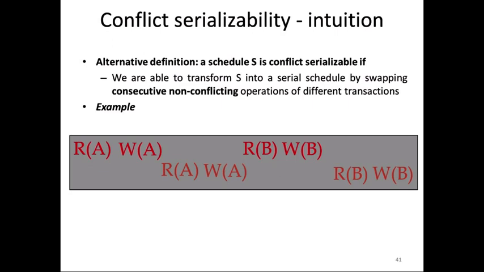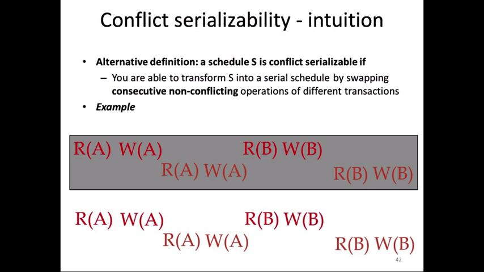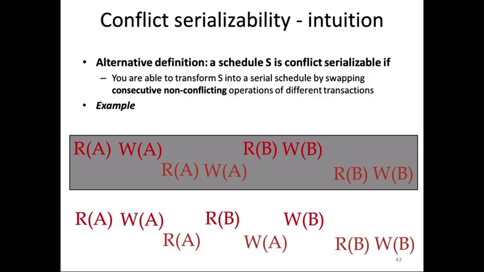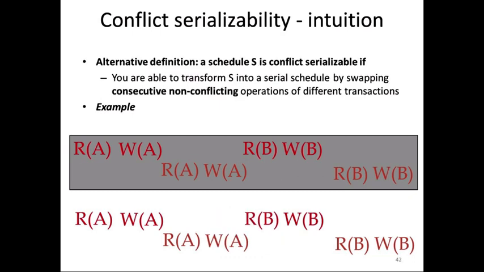Let's see. So this is what we start with. For instance, this is what just happened. Can we swap? Let me take the pointer. Can we swap these two operations? They're obviously consecutive in time. One comes after the other. By the way, here the timeline goes left to right. I forgot to mention that. So they're consecutive. They're not conflicting. Why? Because they work on different records. A and B, let's say, are records. And so we can definitely swap them.